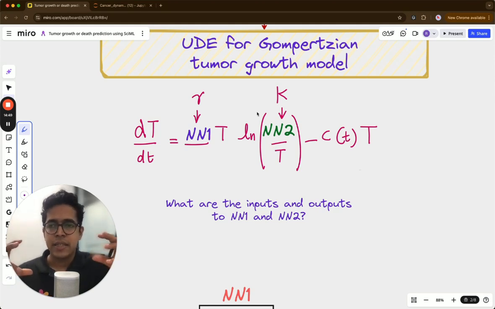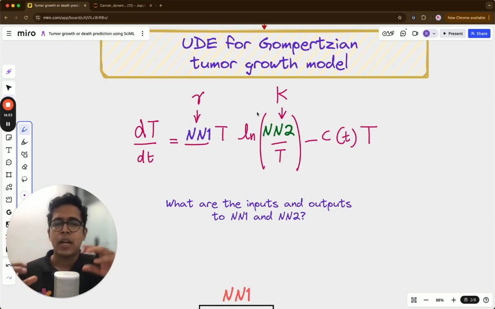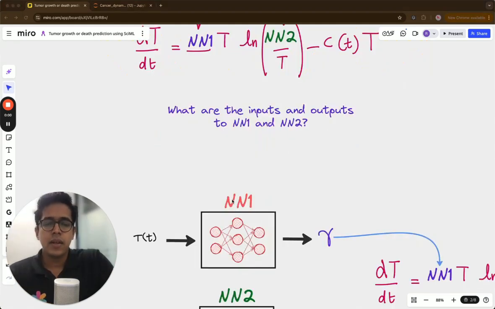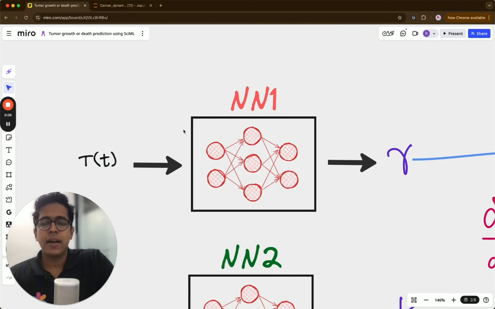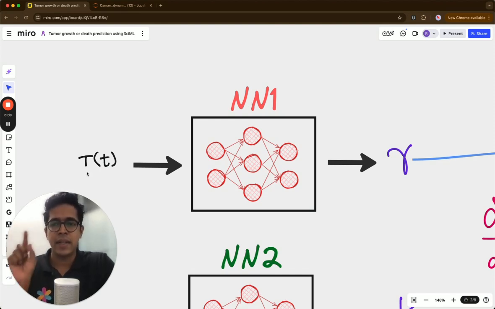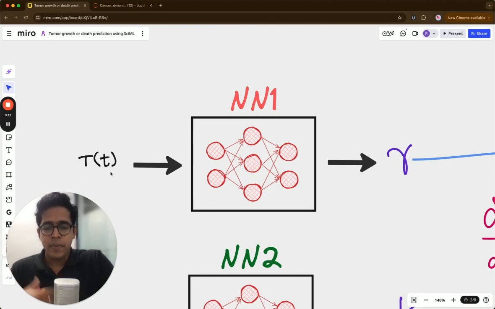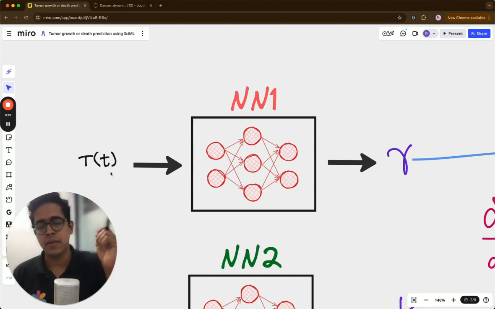So now the question is, what goes into these neural networks as inputs? What comes out of them as outputs? Let us discuss that. Neural network 1, NN1, is supposed to predict the parameter R. And for predicting R, it takes one input, T of t, that is the size of the tumor at a given point of time. Now, obviously, you might have a question: we are trying to predict the size of the tumor as a function of time, so how do we have this in the first place?